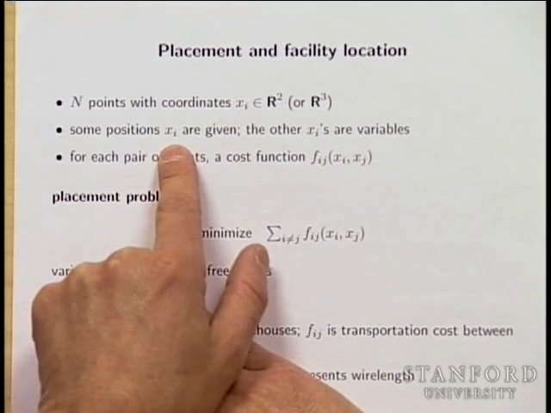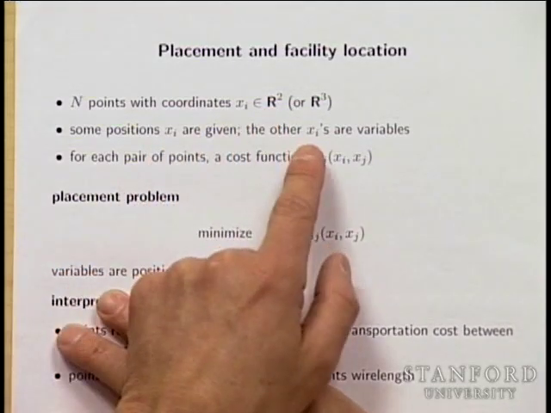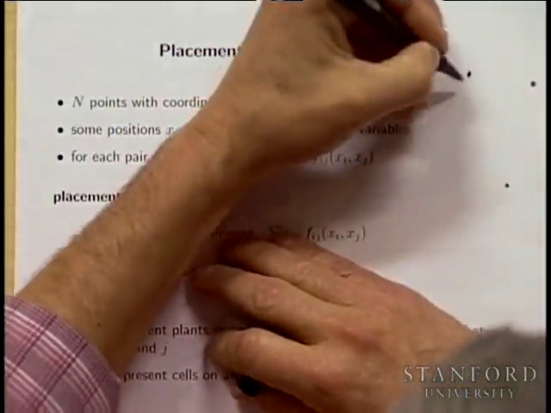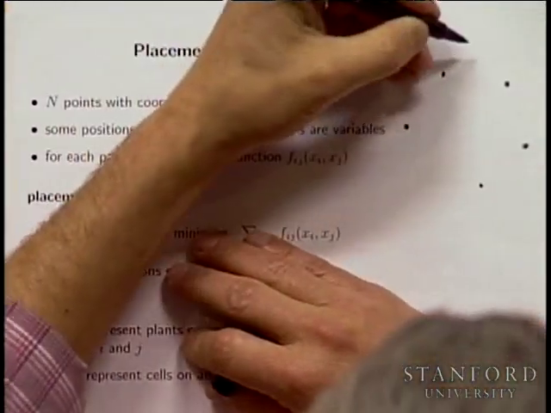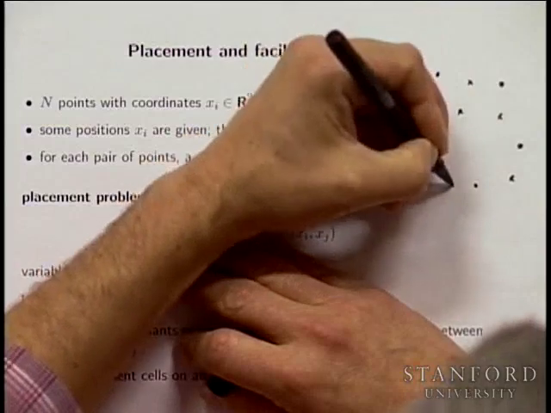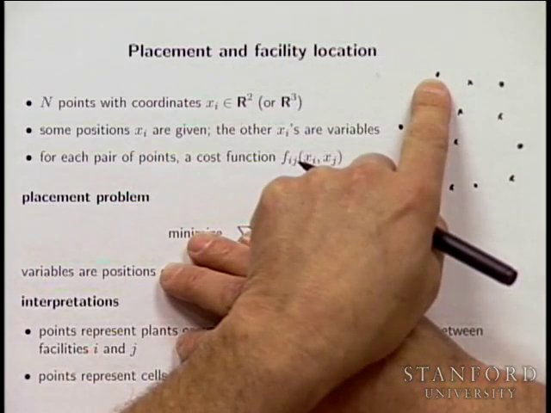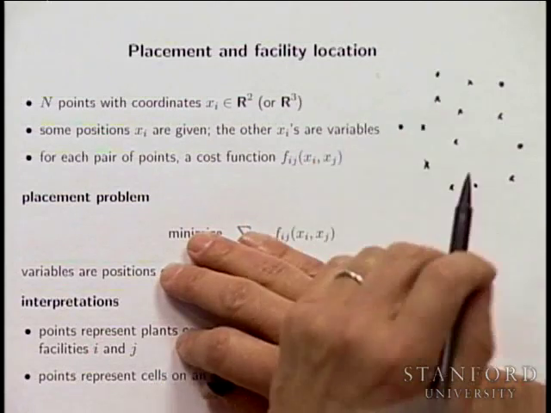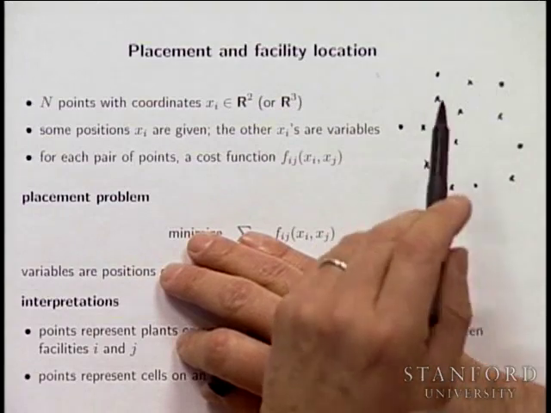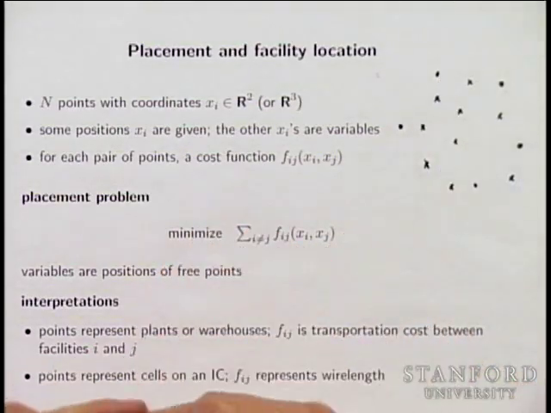Then what happens is this. You have a bunch of points. We'll just make it R2. A bunch of points are given, and the others are variables. So for example, you're given these, I'll make these fixed, and then the variables are these. There's many names for these. These are sometimes called anchors, depending on the application, because they're the ones that are fixed and don't move. And then these are sort of the free points. They move around. Okay?